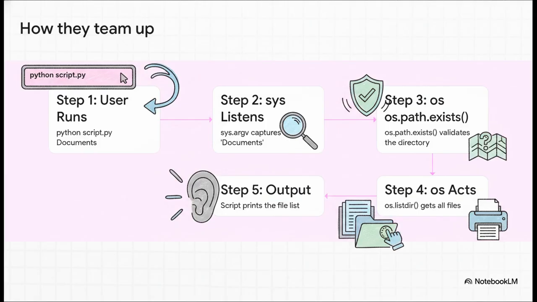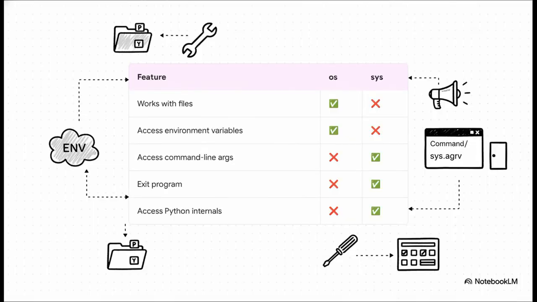Now sys hands that over to the OS module. OS takes documents and first checks, hey, does this folder actually exist, using os.path.exists? If it does, great. Then os.listdir goes into that folder and grabs a list of all the file names. And finally, the script just prints that list out. See that? It's a perfect handoff. Sys listens and OS acts. So let's just recap this one more time.